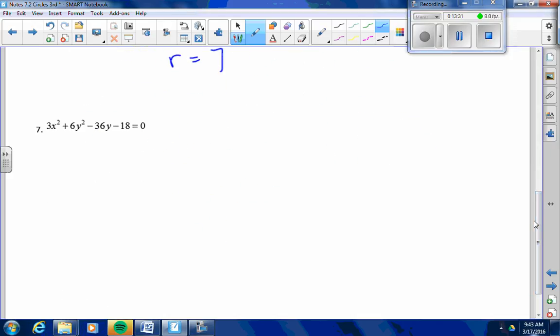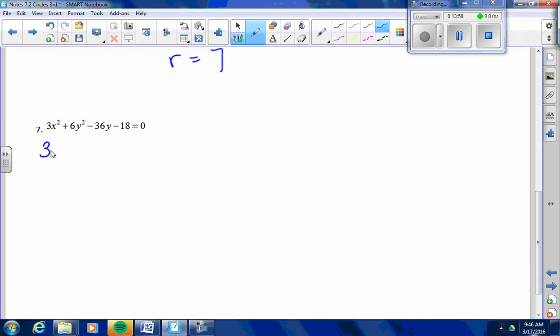Number 7. 3x squared plus 6y squared minus 36y minus 18 equals 0. Solve it. Okay, what conic section are you ending up with? An ellipse. So as we solve this, do we have to complete the square for the x's? Do we have to for the y's?